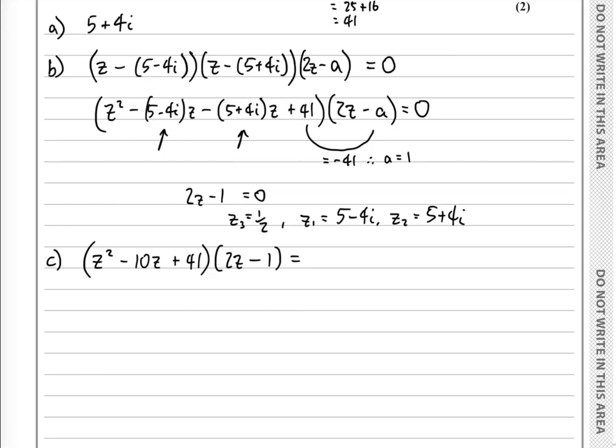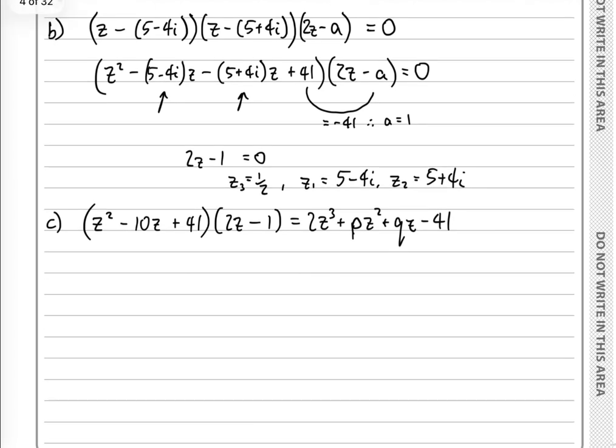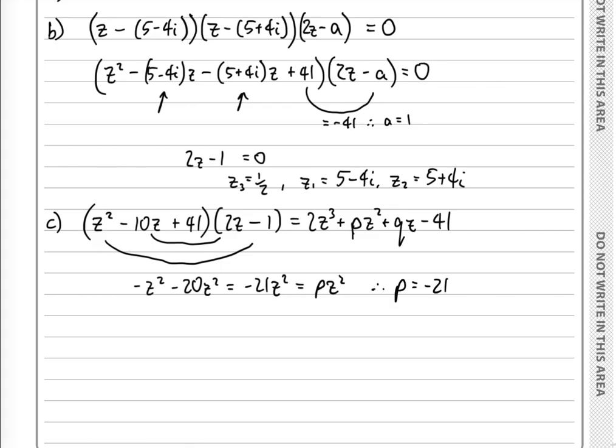What this needs to equal is what we were given in the question, which was 2z cubed plus pz squared plus qz minus 41. So the minus 41 matches, the 2z cubed matches. We just need to figure out our z coefficient and our z squared coefficient. So if I do this times this, that gives me a minus z squared, and this times this is minus 20z squared, minus 21z squared, and that has to equal pz squared. Therefore p is equal to minus 21.